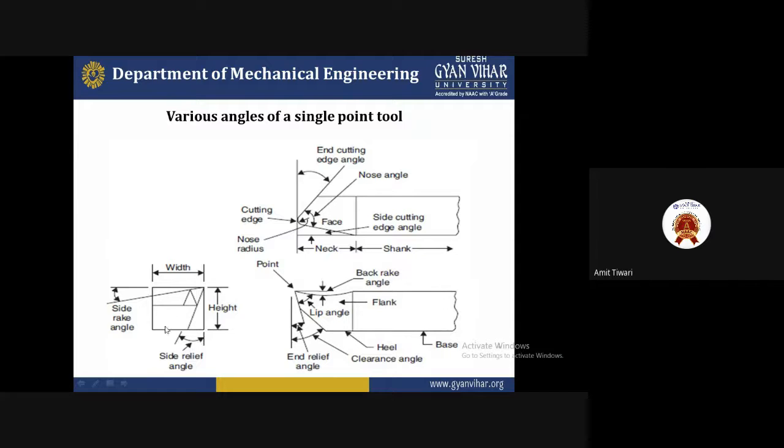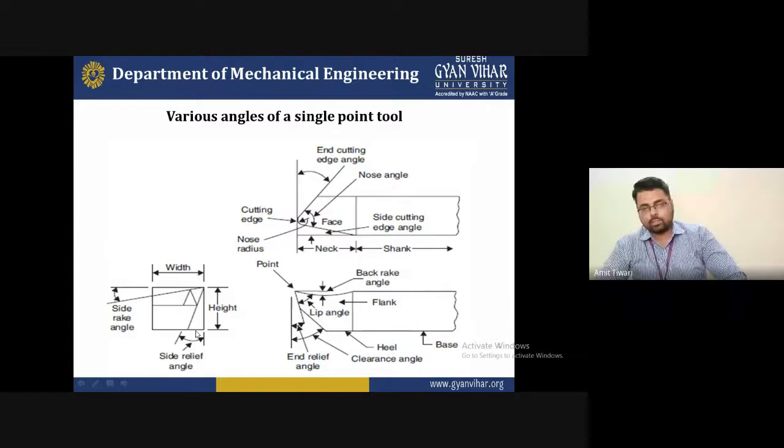So in the side cutting edge, you can see here these are the height and these are the width portion, or we can say that the side relief angle is shown here with the cutting edge, sliding over the surface of the workpiece material. Respectively, there is also the side rake angle mentioned in this small section.